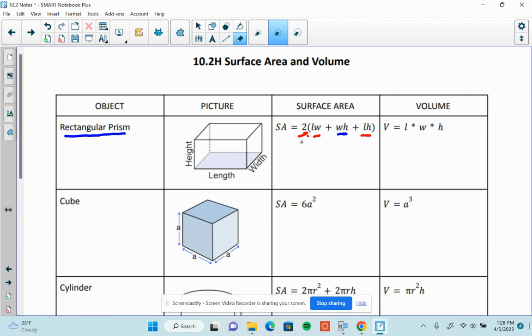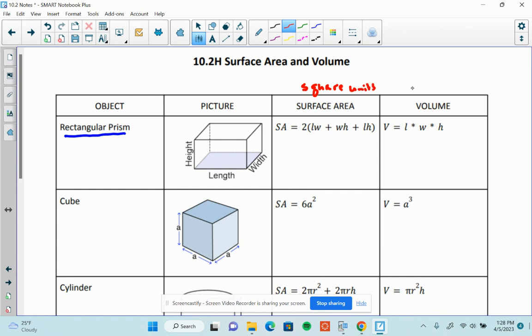Now you just have to read problems carefully. If we have a box without a top, then the surface area would be a little bit less than that, or the amount of material needed would be a little bit less than that. So read problems very carefully. The volume and surface area, remember area is measured in square units. So this is going to be measured in square units or units squared.